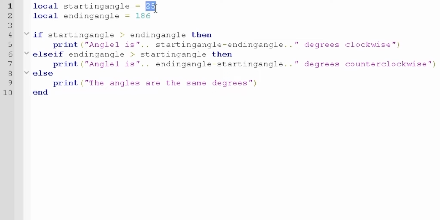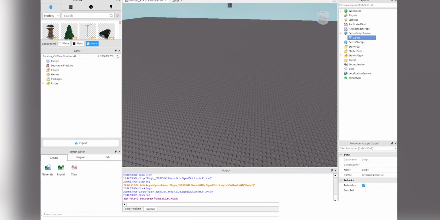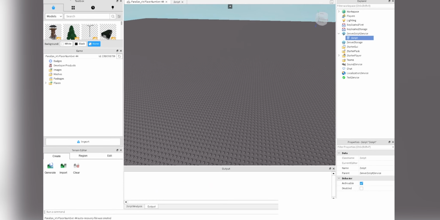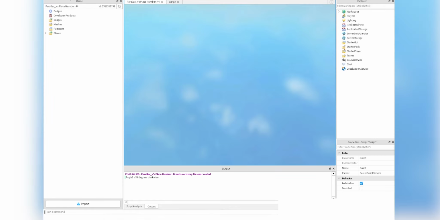Let's just change it to make this one bigger, 125, and then change this to 86. Then if we go into here and play this, it should do the opposite and say it's counterclockwise. Right there.